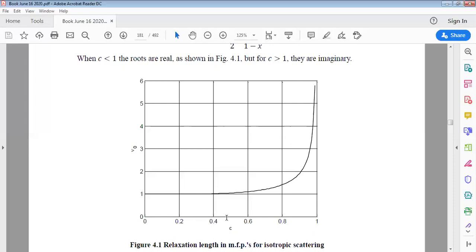Now this is a pure absorber. This is a pure scatterer. A pure scatterer would be something like, a good scatterer would be graphite, and a good absorber would be, what? Something which absorbs, like cadmium, like a good absorber, you know, something which is hydrogenous.